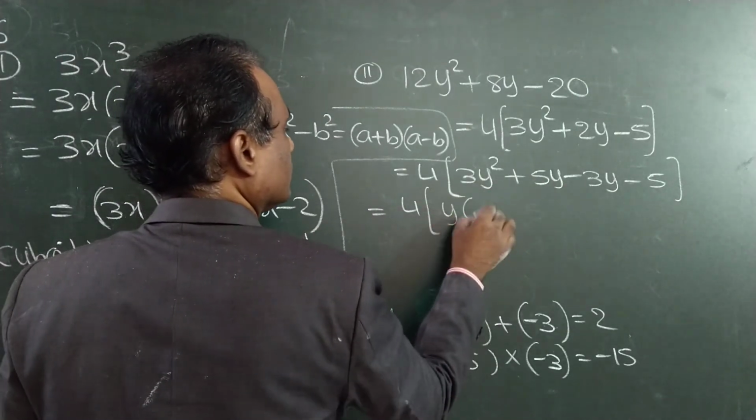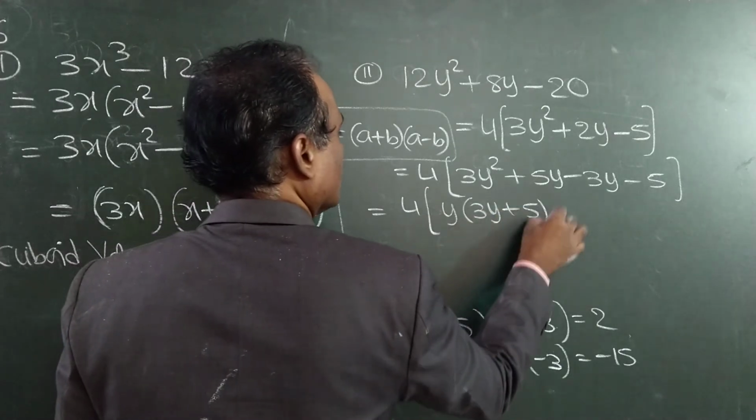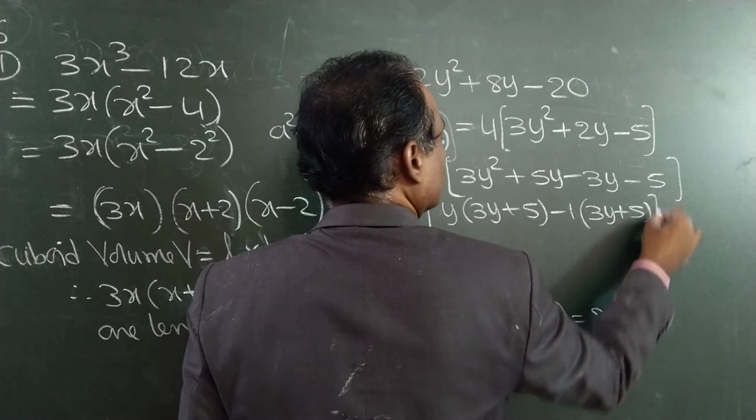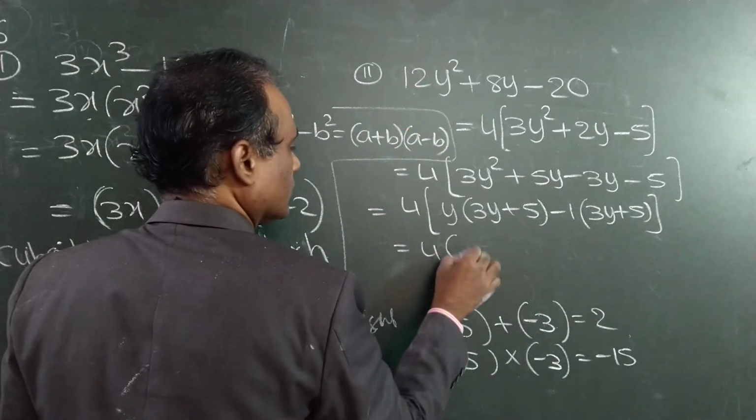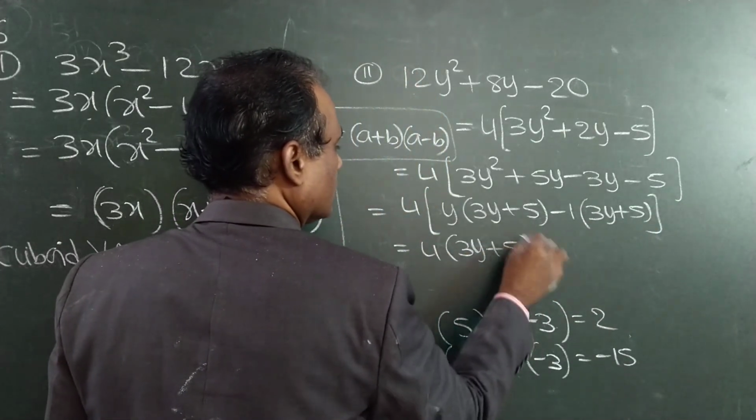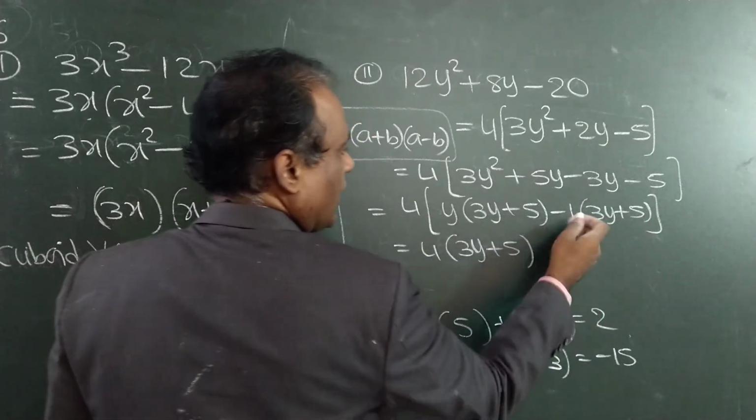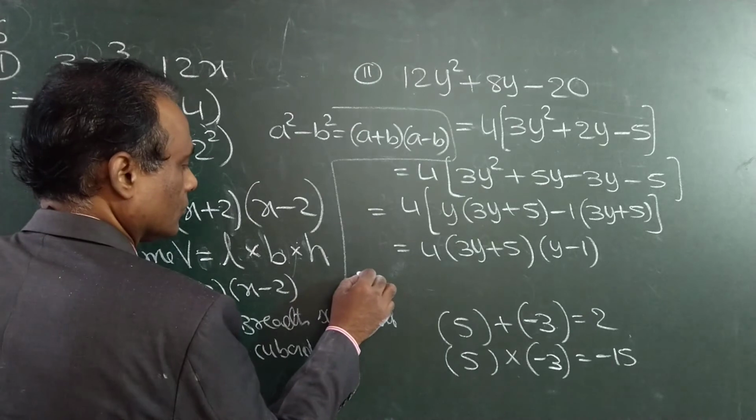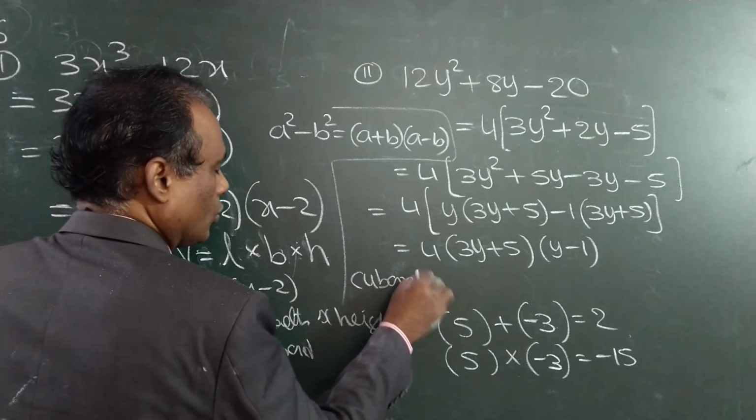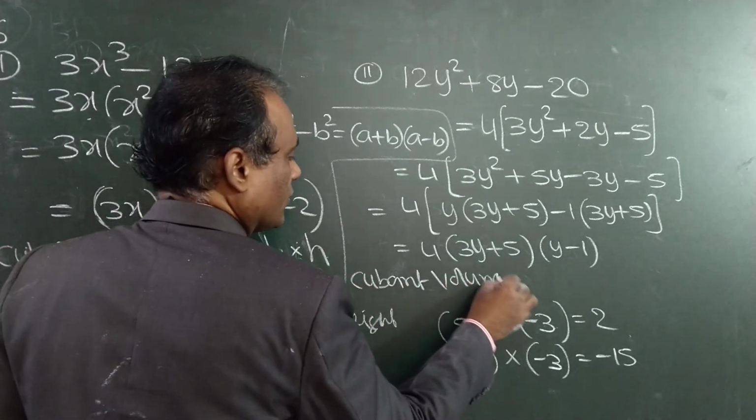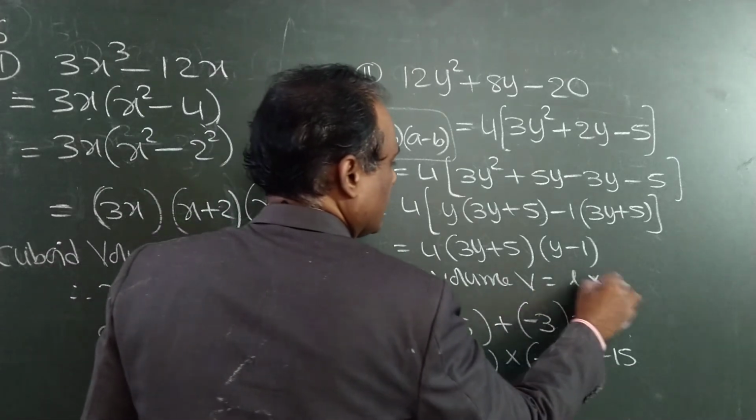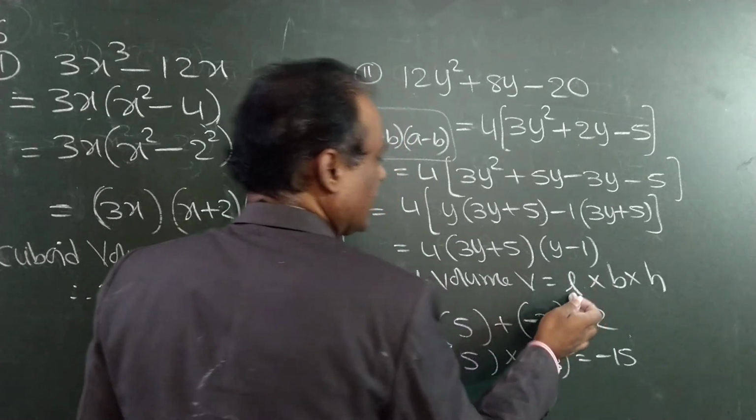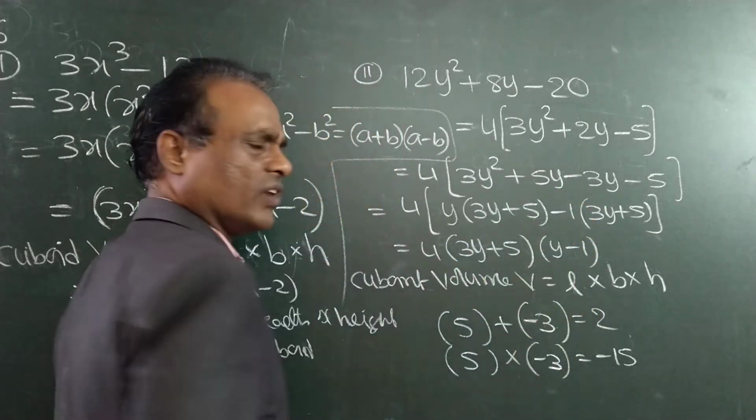y common. Minus 1 common. 3y plus 5 common, y minus 1. That's all. Cuboid volume is length into breadth into height. So in this one is length, one is breadth, one is height. That's all.